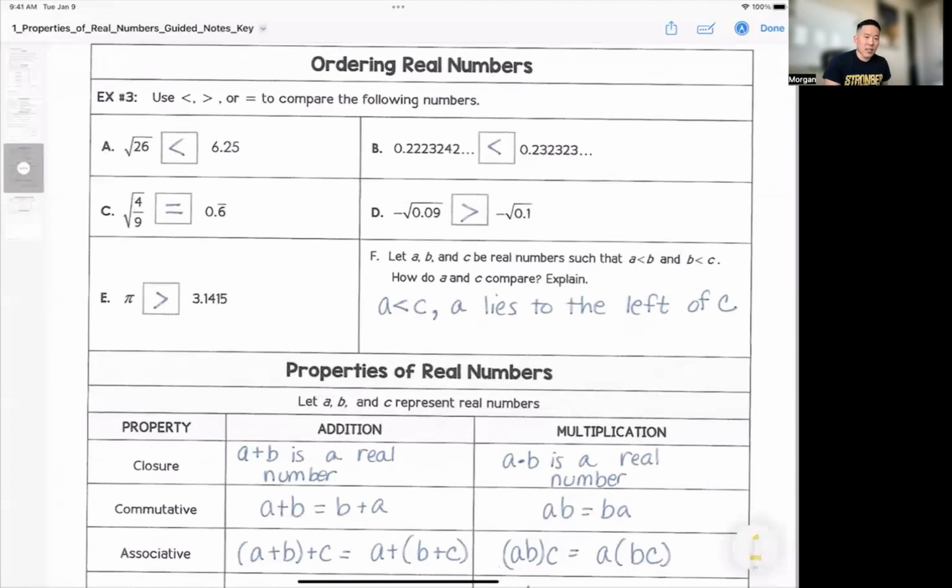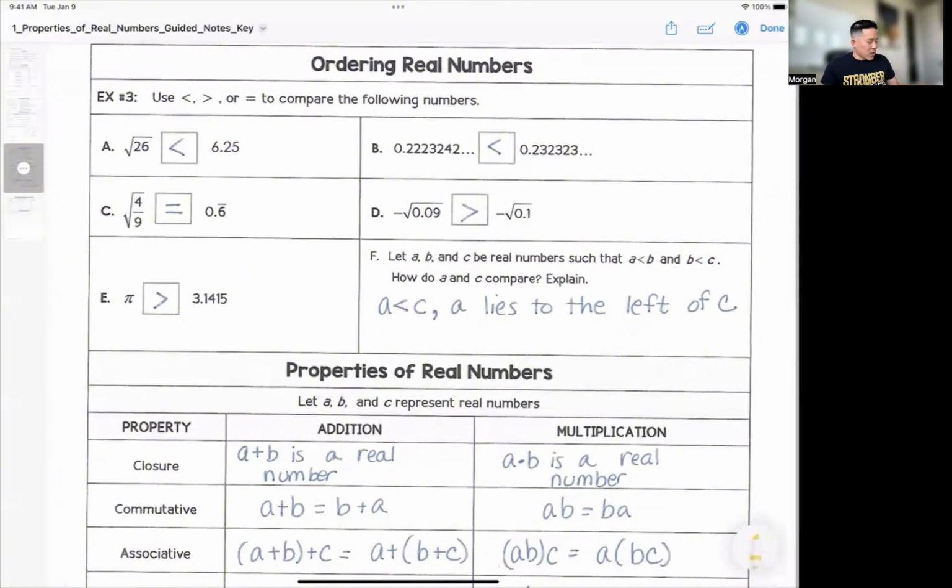Another skill that we need is ordering real numbers, right? We want to make sure that we know these things can be written in different ways. And we want to see which one is larger sometimes, or if they're equal sometimes, that kind of thing.